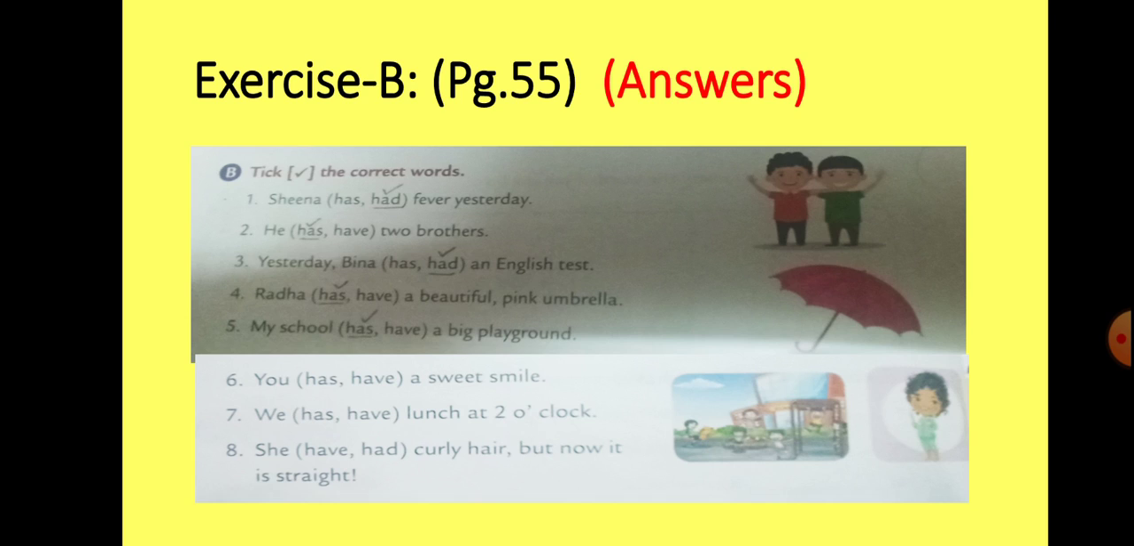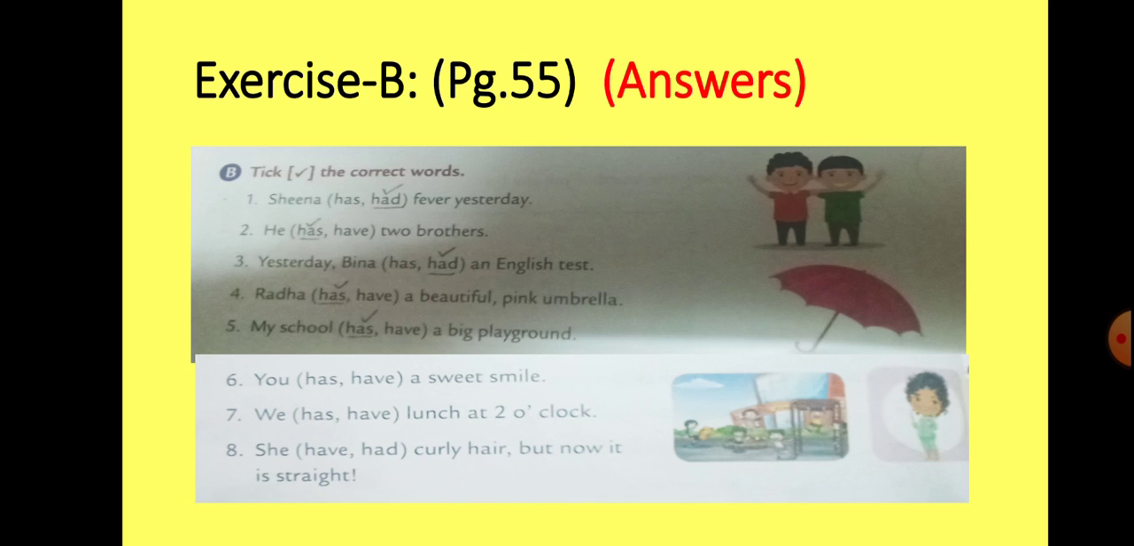We are talking in the present, okay, and the subject is he, so we have to use has. Okay, number 3, yesterday. See, it is past tense, and we are talking about Bina, one person, but for past tense, whether it is singular or plural, we always use had, so we don't have to worry about it. Yesterday Bina had an English test.